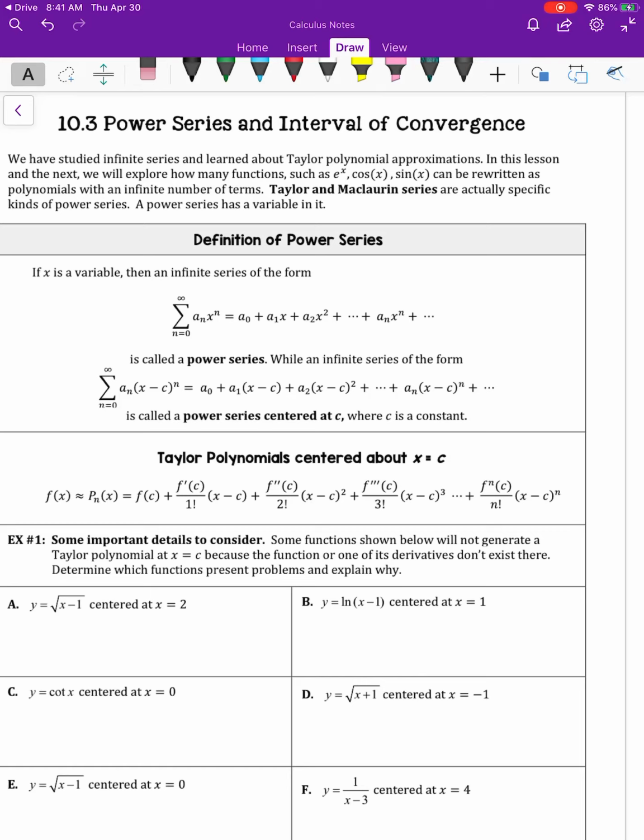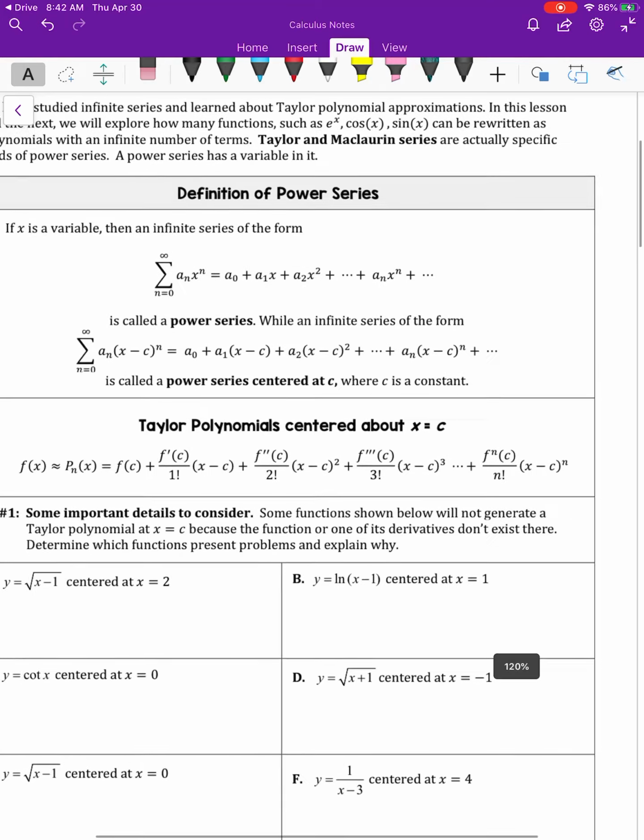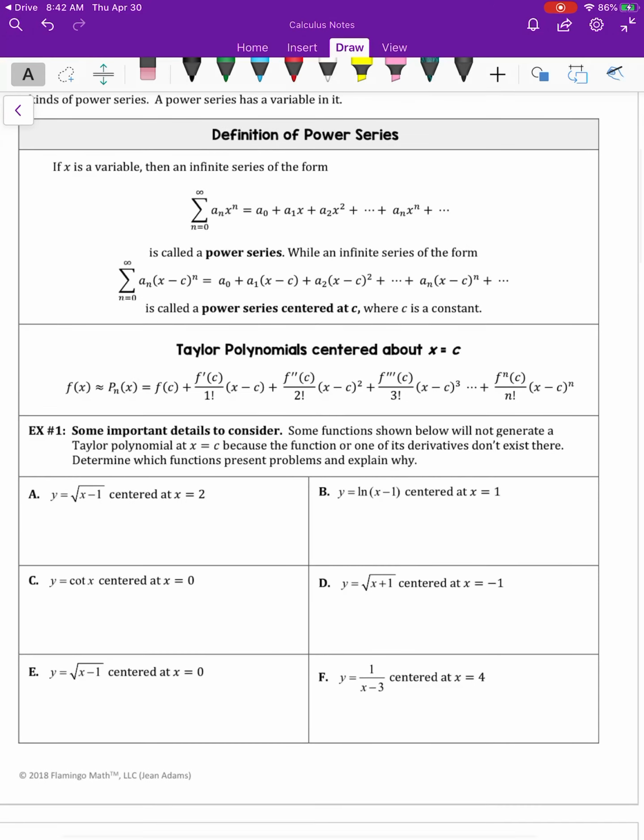Taylor polynomials centered about x equals c have the form p sub n of x equals f of c plus f prime of c divided by 1 factorial times the quantity x minus c plus f double prime of c divided by 2 factorial times the quantity x minus c squared plus f triple prime of c divided by 3 factorial times the quantity x minus c to the third plus, and then of course the nth one is the nth derivative divided by n factorial times the quantity x minus c to the n.